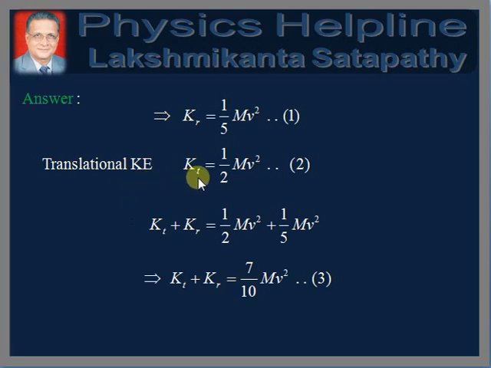Again, translational kinetic energy KT is equal to half mv², because m is the mass of the ball or sphere and v is its velocity. From this we get KT plus KR is equal to half mv² plus 1/5 mv². Adding, we get KT plus KR is equal to 7/10 mv².